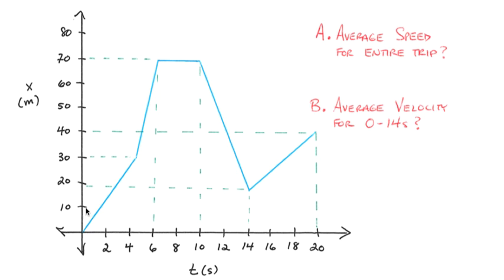So really quickly, you are given a position time graph with 1, 2, 3, 4, 5 different sections of motion. I've thrown in these dotted lines to make things very clear, and the 2 questions I'd like to know: what is the average speed for the entire trip, and what is the average velocity just from 0 to 14 seconds, ignoring this last leg? So give that a shot. I would suggest you pause the video now. Once you have your solution, you can unpause the video, see what the solution is, and double check your work.